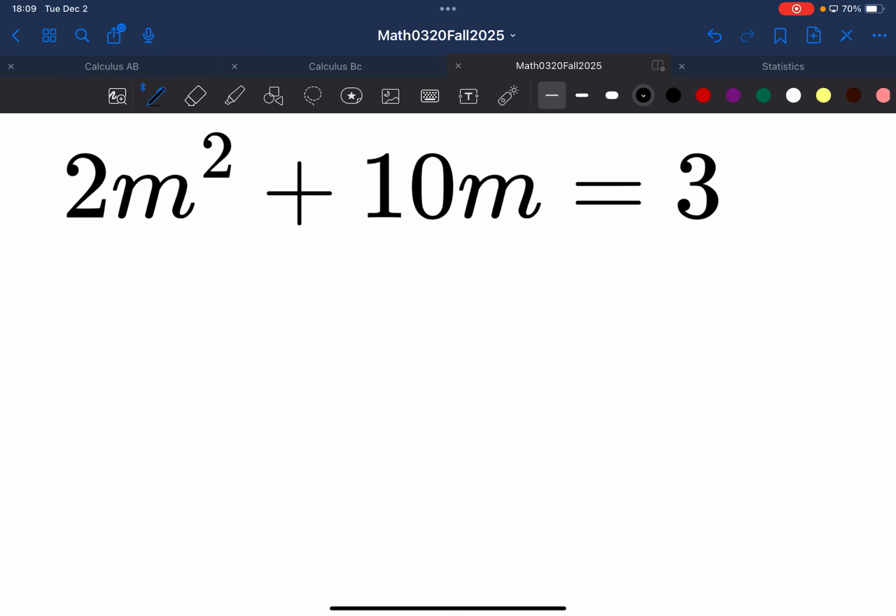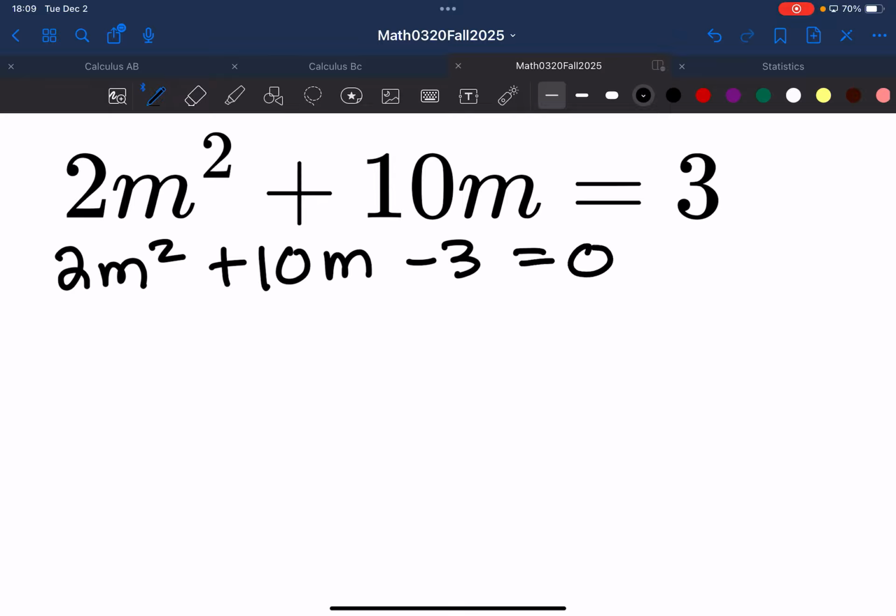Okay, so another example, very similar. Before we do anything, we need to make sure this is equal to 0. So what am I going to do to make this equal to 0? Subtract the 3 over. So this is 2m squared plus 10m minus 3 equals 0.